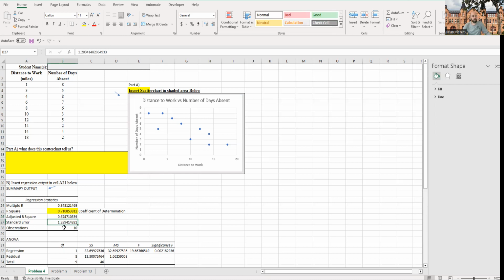We're not going to get into standard error. Observations, 10, this is the N number, right? This is the number of observations or inputs.